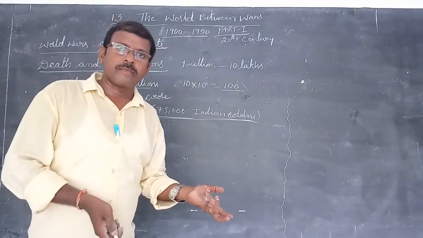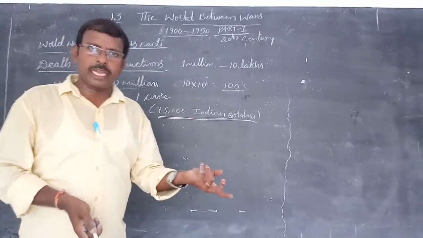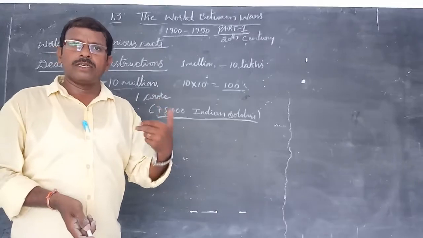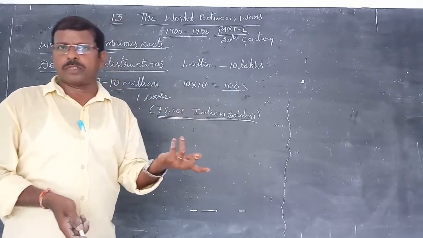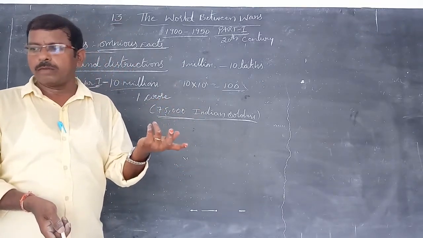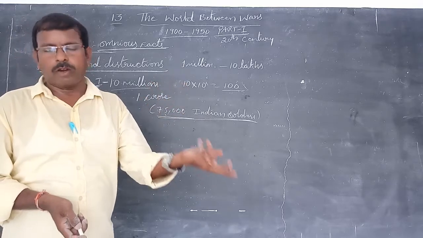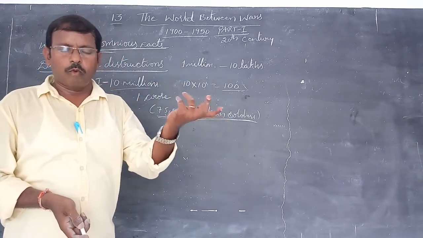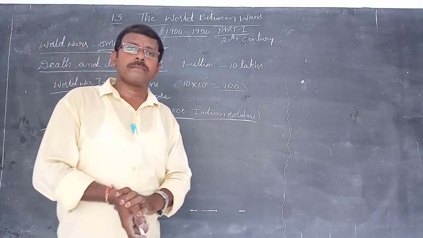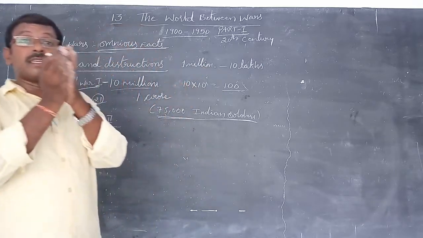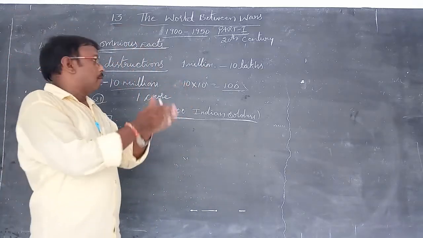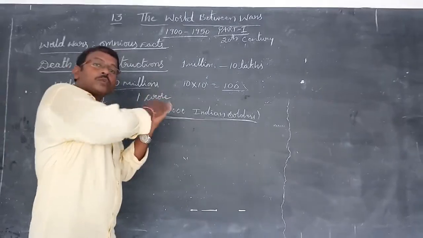Technology increased. Atoms came, bombs, flights, and ships, I mean all warships. These all increased. That's why death and destruction were at a very high level in World War Two compared to World War One.